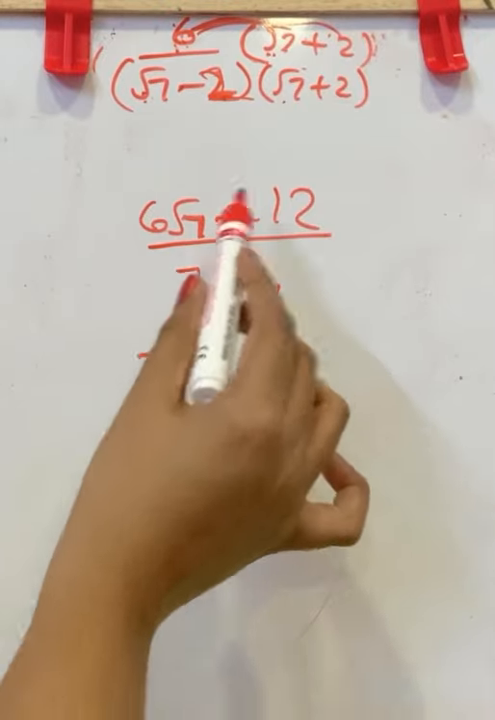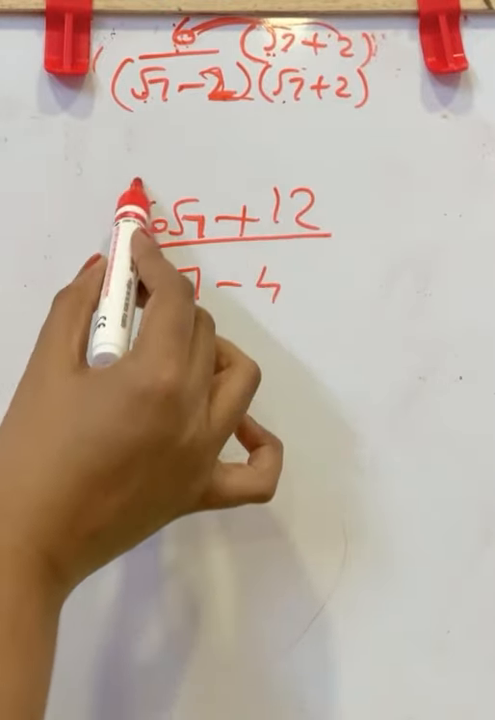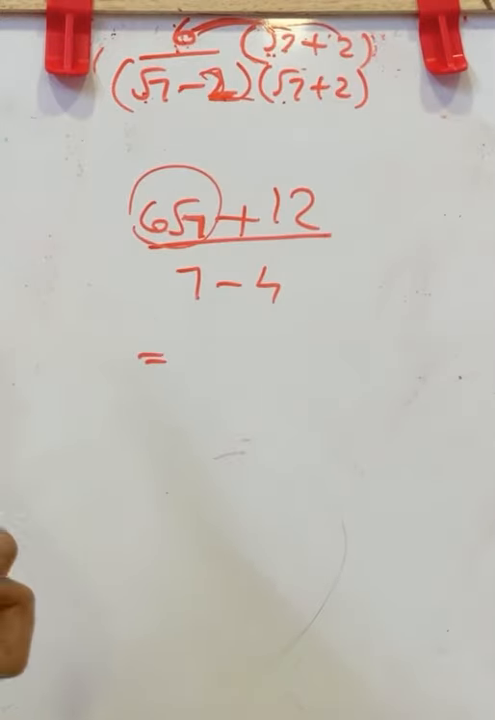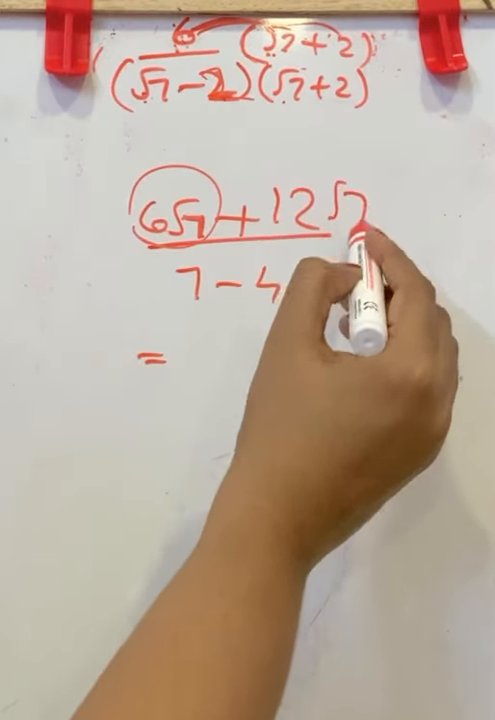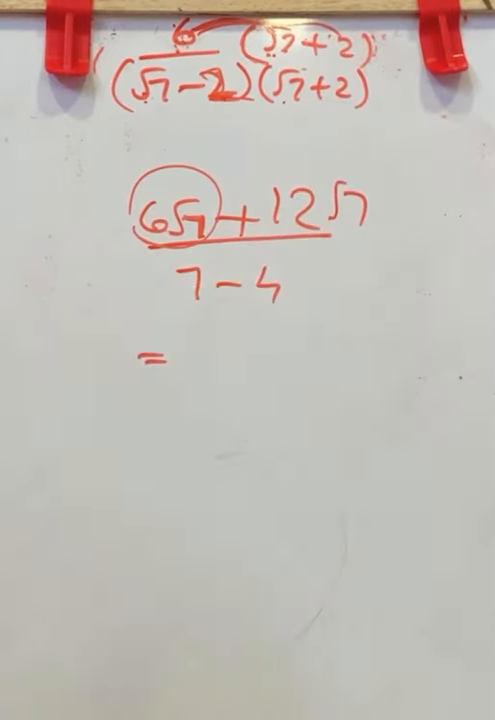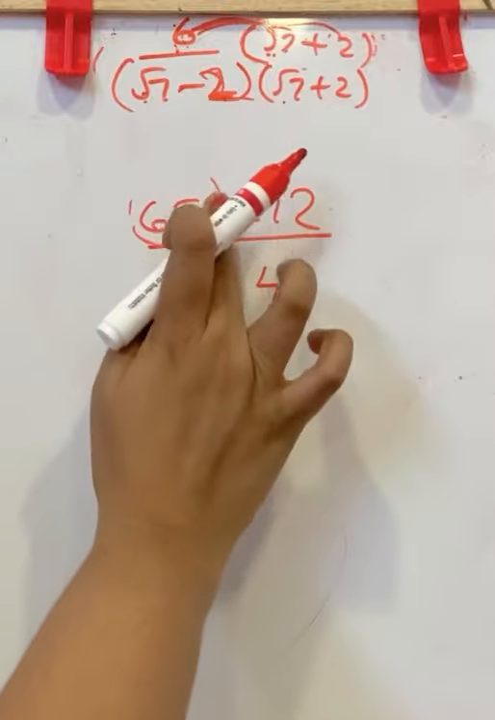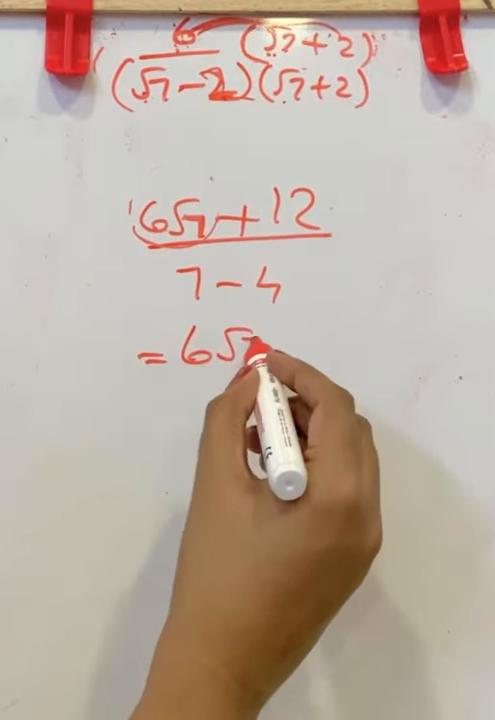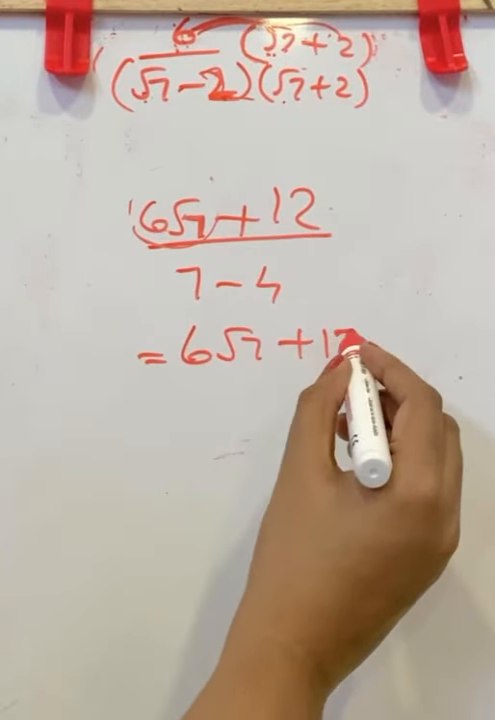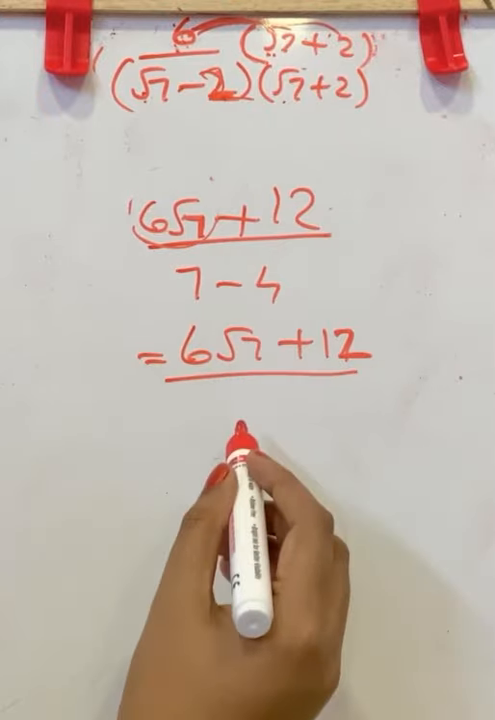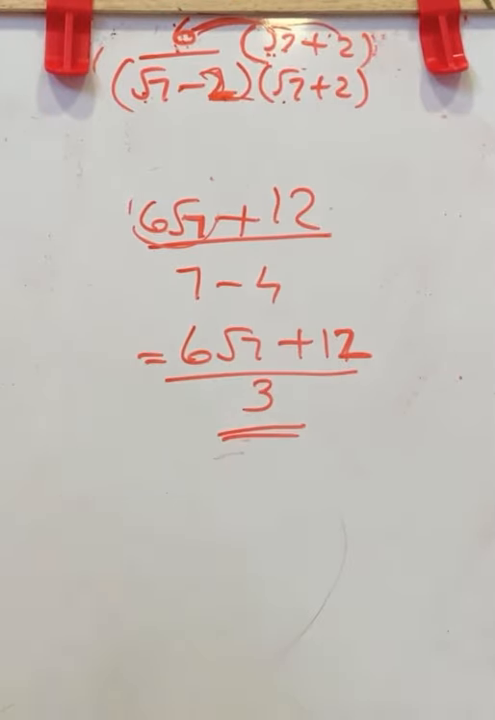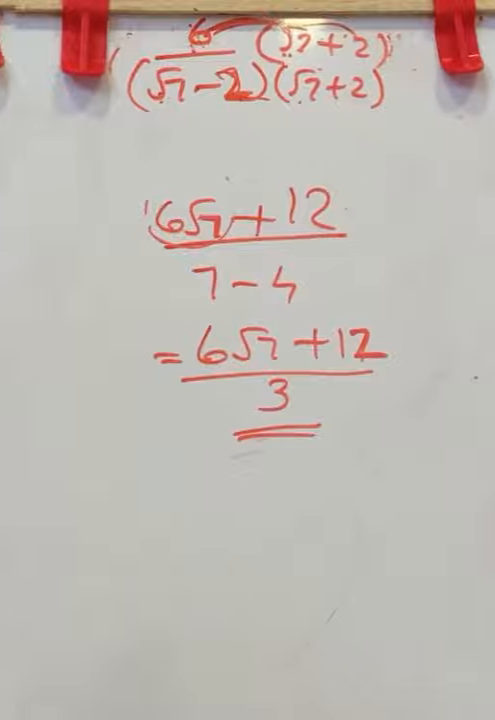Here you can't do the operation because one term is 6 root 7, which is irrational. If it was 12 root 7, then you could add 12 and 6 and say 18 root 7. But here it is only 12, so you can't add these. This is the final answer: 6 root 7 plus 12 by 7 minus 4, which is 3. This is the answer. Okay.